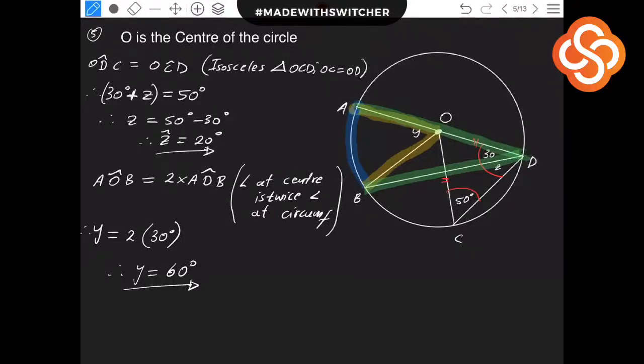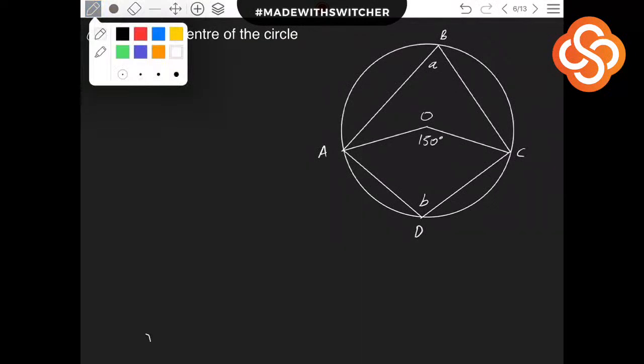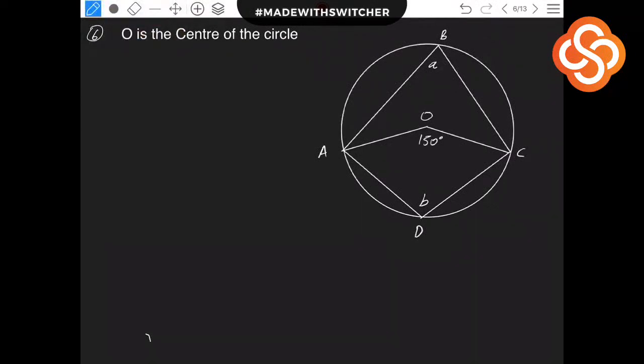Moving on to the next question, we're moving to question number 6. Now in question number 6, they're looking for the value of A and B. Okay, so the first thing that I'm going to do here is, first of all, let me divide this angle into two. So this one I'm going to call O1, and this one I'm going to call O2. Because it's divided into two angles, I'm going to divide it like that.